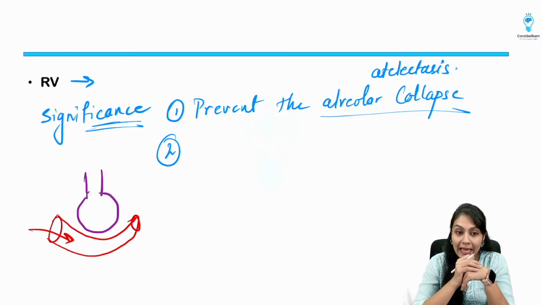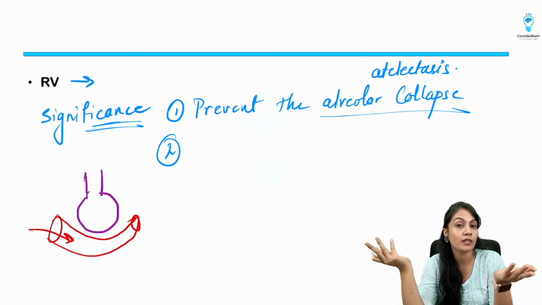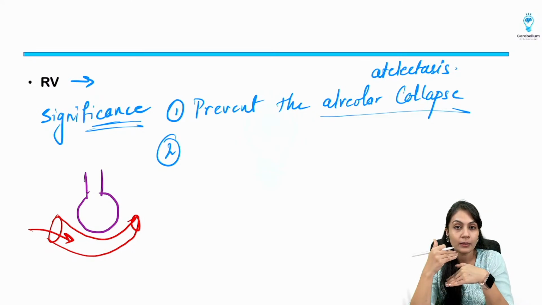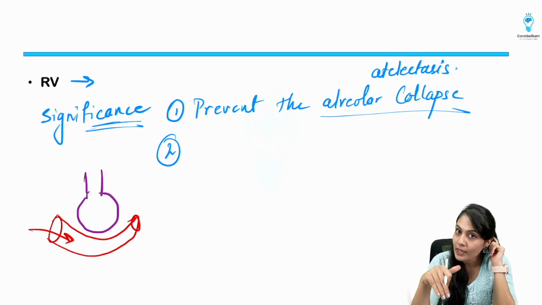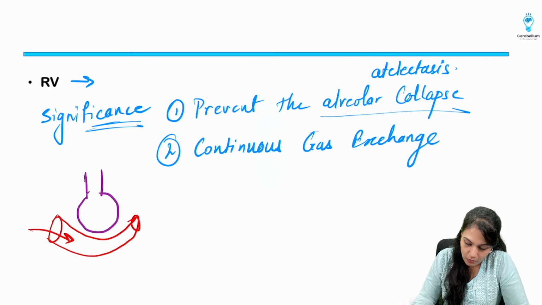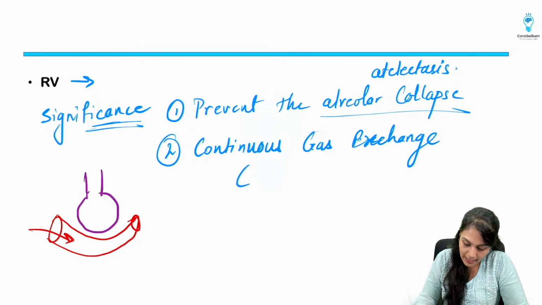So if the residual volume is not there, definitely the gas exchange is going to be interrupted. Okay, during expiration, if there is no amount of air, the gas exchange won't take place, right? In between the alveoli and the pulmonary vessel, right? And that's why for the continuous gas exchange, we require this RV.